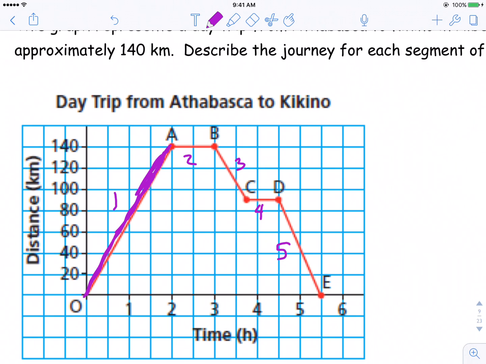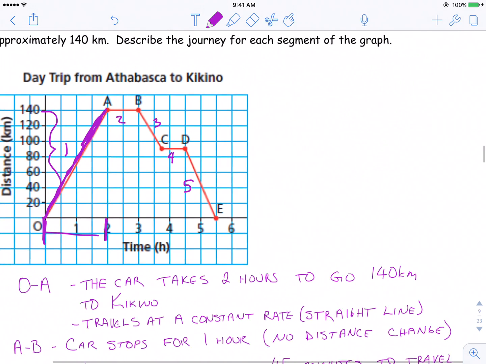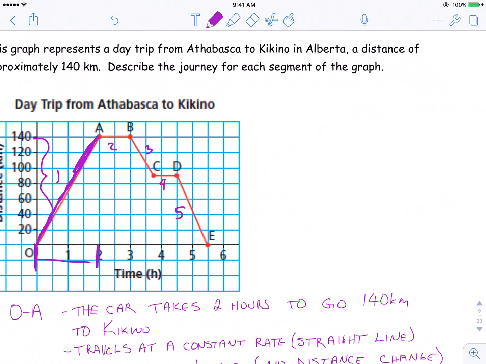Can we be specific about some information? Sure we can. It takes about 2 hours to drive about 140 kilometers. So that's what we say. From 0 to A, the car takes 2 hours to go 140 kilometers to Kikino, traveling at a constant rate. The reason I know it's a constant rate is because we get this straight line in this line segment here, 0 to A. If this was not constant, then this line would bend or skew or do something funny. So this is a constant rate from Athabasca to Kikino.